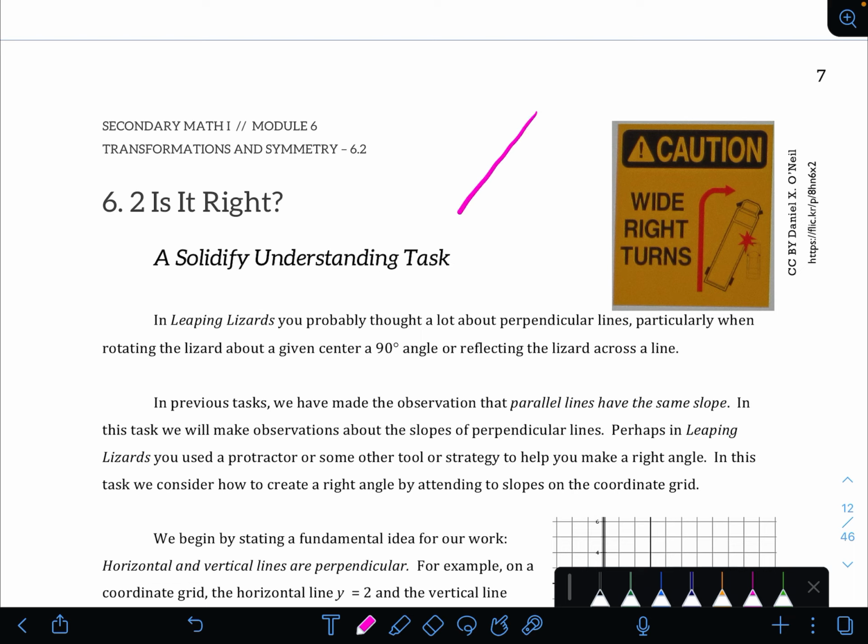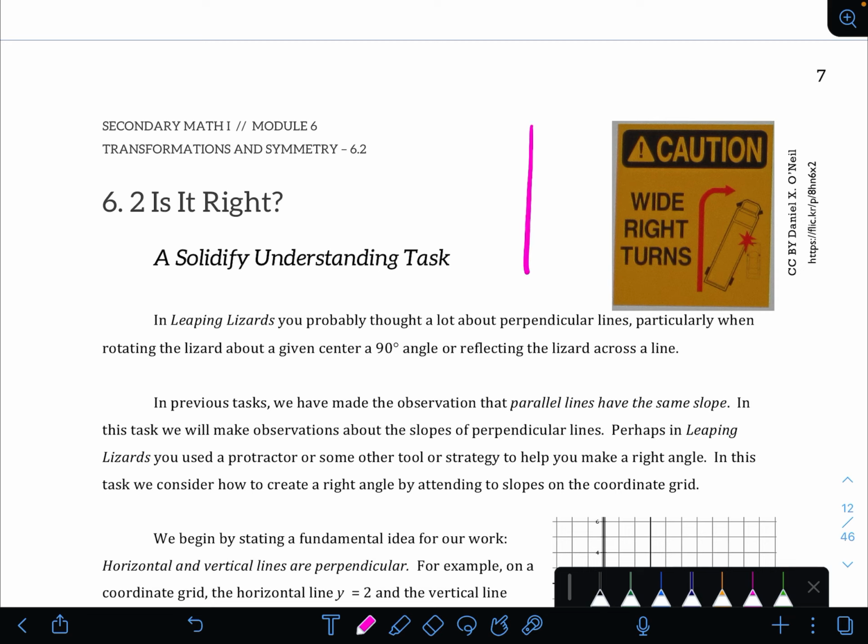But what if I have a line like this? How can I get a perpendicular line to that? And how can I know that it's perpendicular? Well, if you think about the vertical lines, you'll think maybe it just goes like this. But you may not be sure. The important thing about perpendicular lines is that the angles that they meet are 90 degrees.